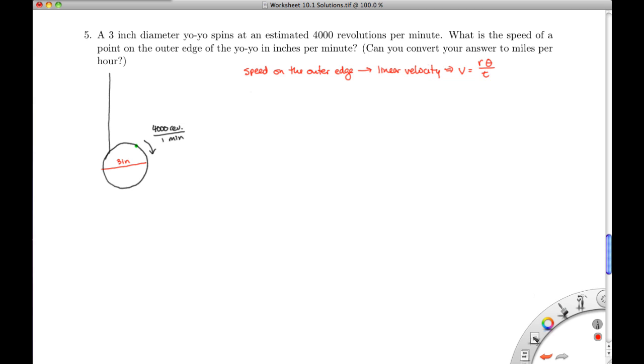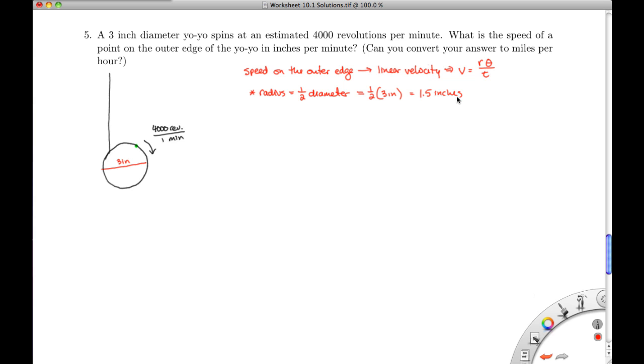So if we were to go through and put these pieces together, one of the first ones we could get is the radius. So the radius of this circle, we're actually given in terms of diameter. So we know that the radius is just half of the diameter of a circle, which in this case means it's going to be 1/2 times 3 inches, or 1.5 inches. So there's our radius. Now the theta and t.